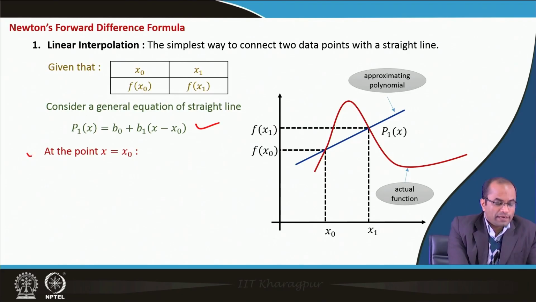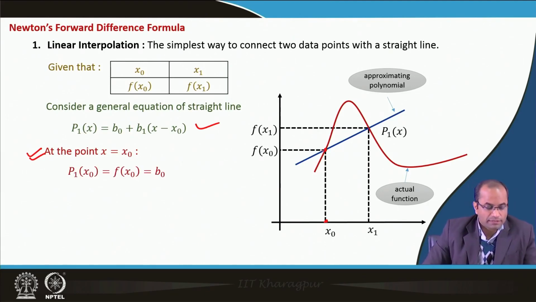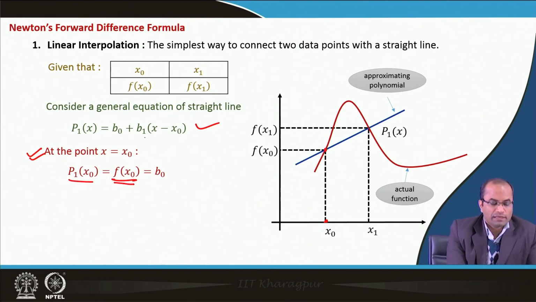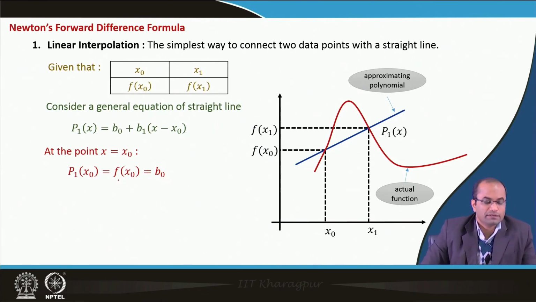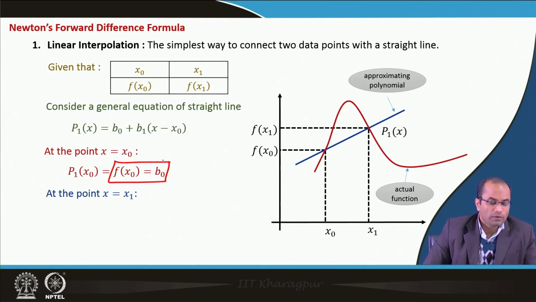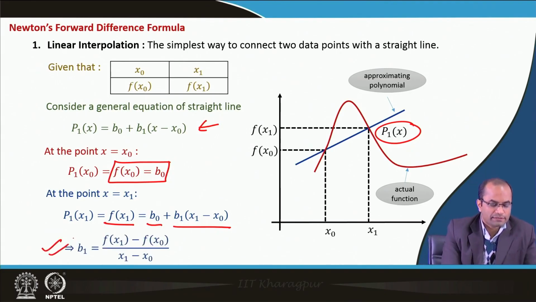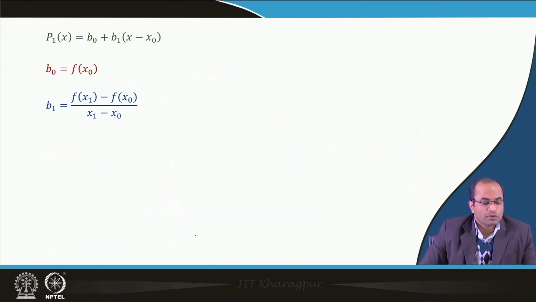So, at x equal to x naught, this polynomial should match the function value. That means p 1 at x 0 should be equal to f x 0, and when we put x equal to x 0 here, this term gets cancelled, and we directly get b naught. This is why we took the equation in this format. So, b naught equals f x naught. Now at x equal to x 1, we substitute x equal to x 1, and p 1 at x 1 is nothing but the value of the function, f x 1. So, f x 1 is b naught plus b 1 times x 1 minus x naught. From here we can get b 1 easily: f x 1 minus b naught, which was f x 0, over x 1 minus x 0. So, we have these values of b 0 and b 1 for the polynomial.